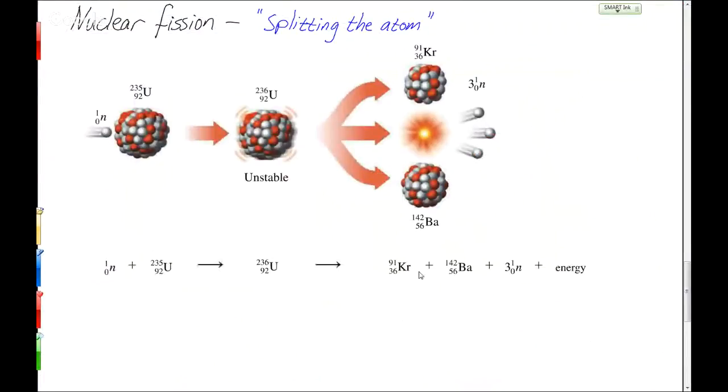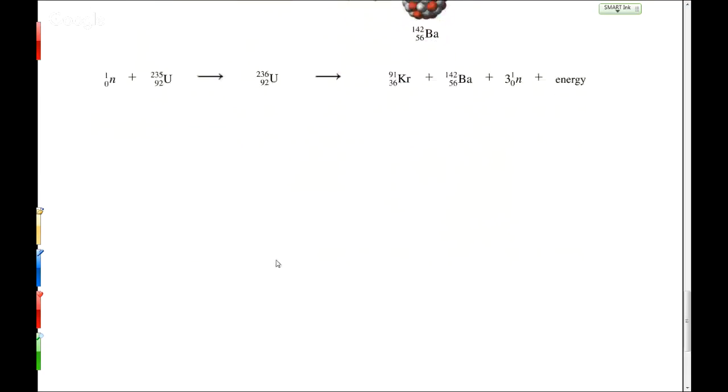If you look down here, the math still works out. You've got 92 plus 0 is 92. And then 1 plus 235 is 236, because the neutron has to go in first. And then it breaks up, and you've got 36 plus 56, which is 92. And then 91 plus 142, and then plus 3, because there are 3 neutrons, gives you the uranium-236. So you can still add up the numbers on this one.